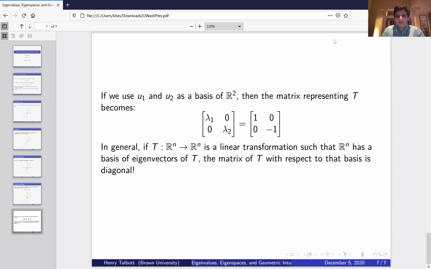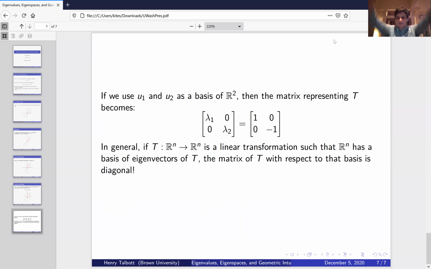And this actually extends to a much more general result. In general, if T is a linear map from R^n to R^n, such that R^n has a basis of eigenvectors for T, then for any v in R^n, we can decompose it into a weighted sum of those eigenvectors because they form a basis. Applying T then simply scales each of those eigenvectors by some eigenvalue lambda i.